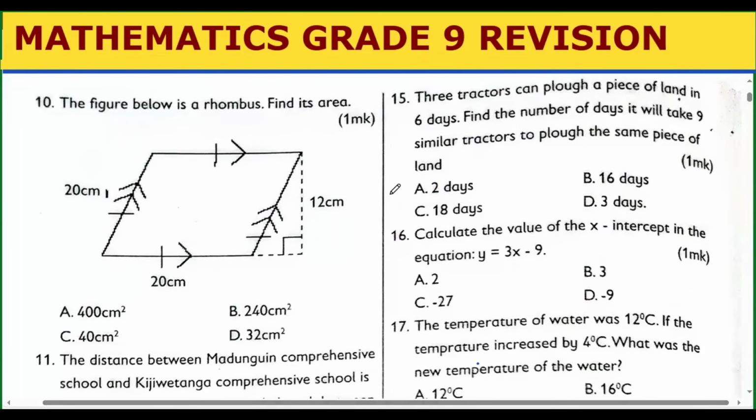Number 10. First of all, identify the shape. The shape is a rhombus. It is even written here. It is a rhombus.